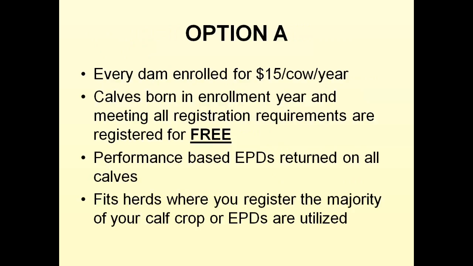In option A, every dam gets enrolled for $15 per cow per year. The calves born in the enrollment year and meeting all registration requirements are registered for free. Performance-based EPDs are going to be returned on all your calves that you submit to ASA, regardless if you register them or not. This option fits herds where you can register the majority of your calf crop or EPDs are utilized. So if you are registering greater than 40% of your calf crop, this is a great option to look at, especially if you value EPDs and numbers in your calf crops.